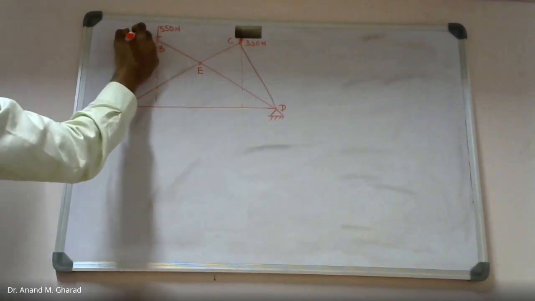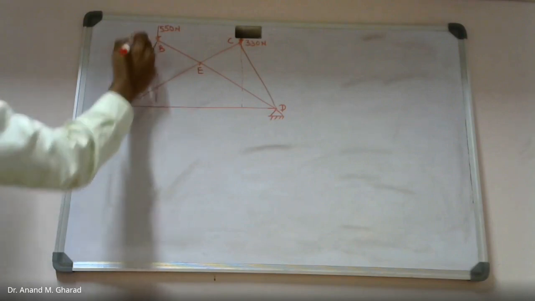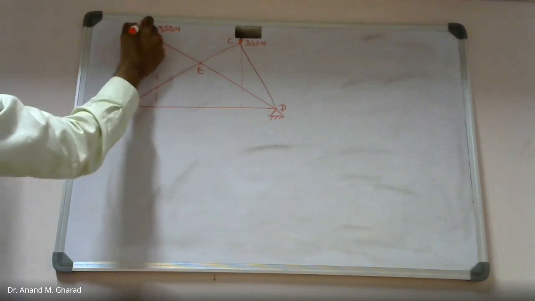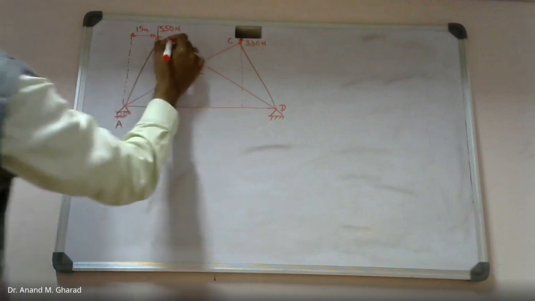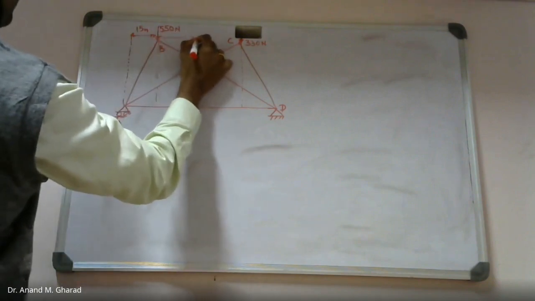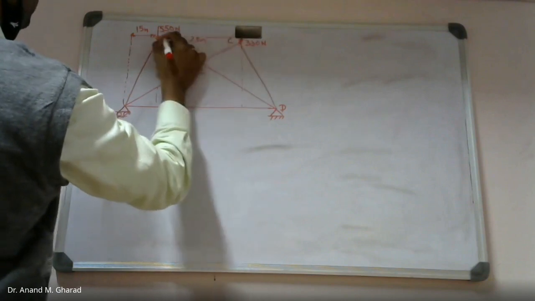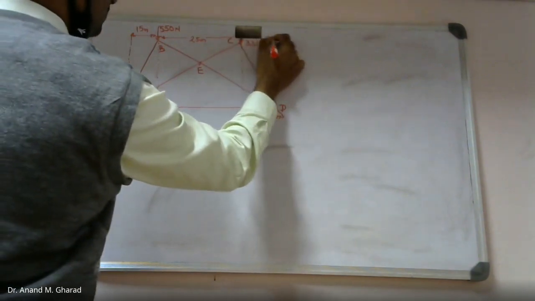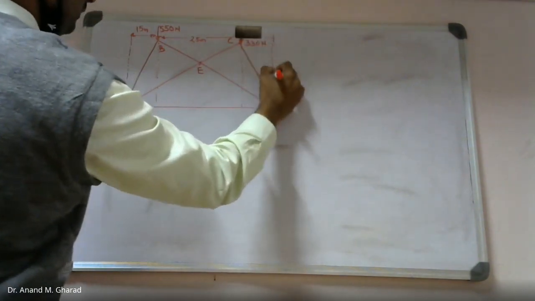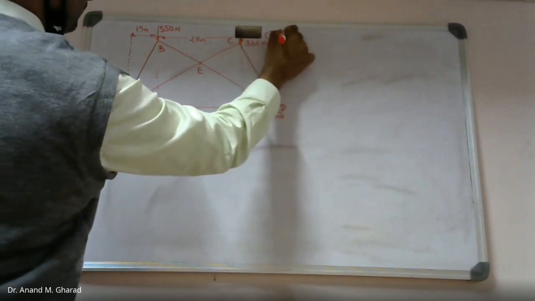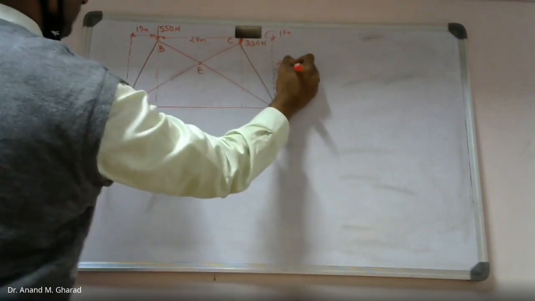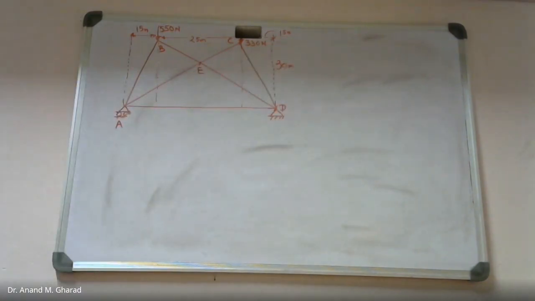Then the distance from point A to this load is 15 meters. The distance between these two is 25 meters. And again, the distance from this joint to point D is 15 meters. And this vertical distance is mentioned as 30 meters. So what are you supposed to identify? Force in member AD only.